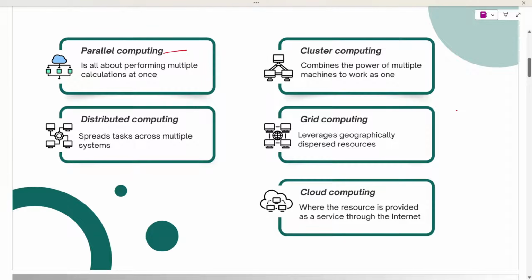Parallel computing is all about performing multiple calculations at once. Distributed computing spreads tasks across multiple systems, and cluster computing combines the power of multiple machines to work as one. Grid computing leverages geographically dispersed resources, and cloud computing is where the resources are provided as a service through the internet. By the end of this video, you will have a clear understanding of how each paradigm works and why they are so important in today's technology driven world. So let's dive in and explore these paradigms.